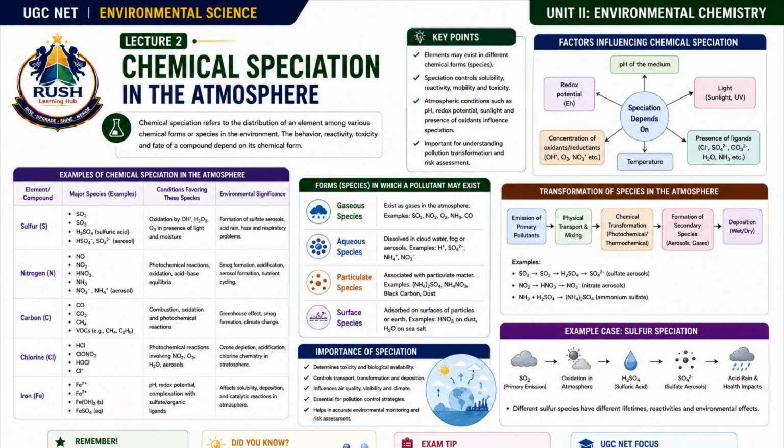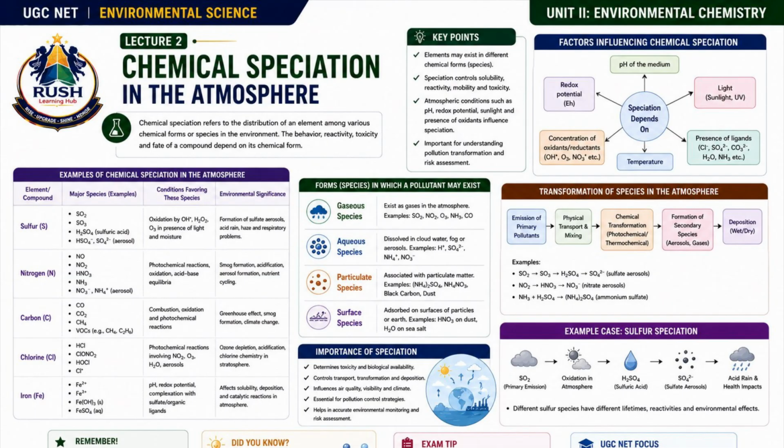For UGC NET examinations, remember these important facts. Chemical speciation refers to the different chemical forms of an element. The same element can exhibit different environmental behavior depending on its species. Speciation controls toxicity, mobility, reactivity, transport, and environmental fate. Factors affecting speciation include pH, redox potential, temperature, sunlight, and oxidants. Sulfur, nitrogen, carbon, chlorine, and metals commonly exist in multiple atmospheric species.